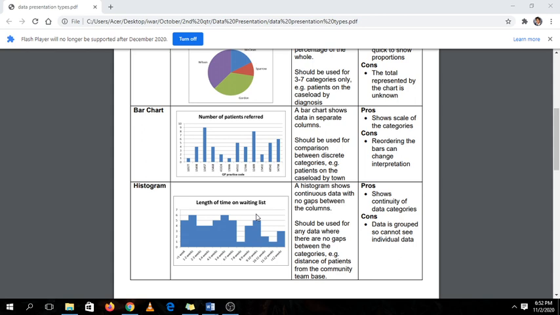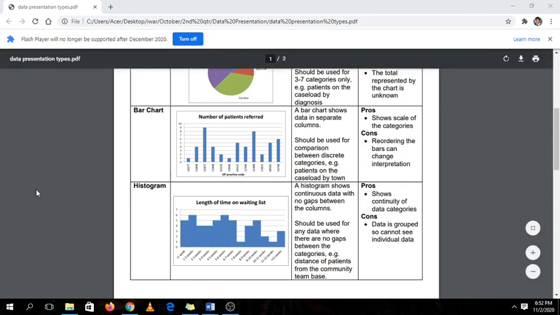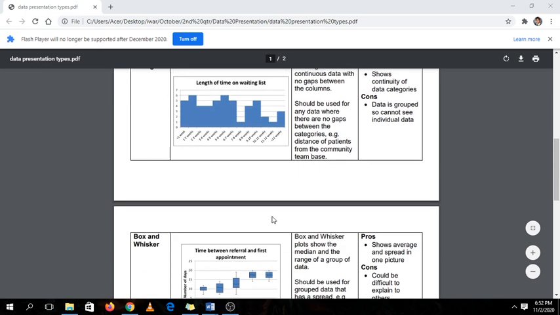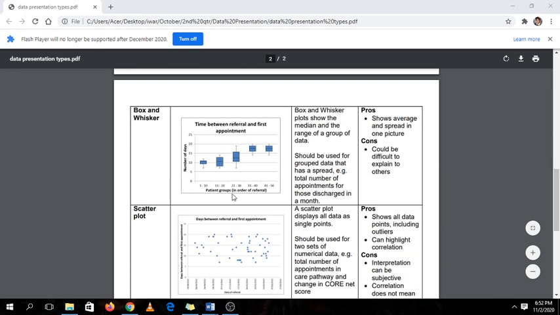So pros, it shows the continuity of data categories, and the cons is that the data is grouped so you cannot see individual data. So you cannot see the individual data because they are grouped. Okay? Next we have box and whisker.